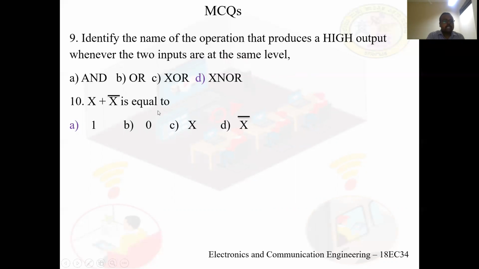X OR X bar is equal to 1. This is again one of the Boolean postulates which I wanted to highlight here, and that is the reason why I've given this as a question. X OR X bar is equal to 1. If X is 0, what is X bar? It is 1. It's an OR operation. If one of the conditions is satisfied, the output is equal to 1. So the correct answer is A for the 10th question.